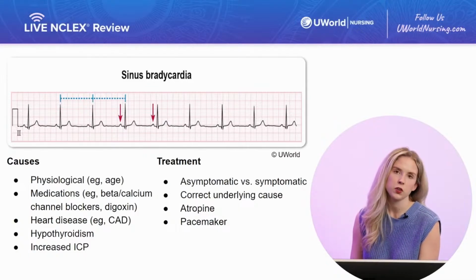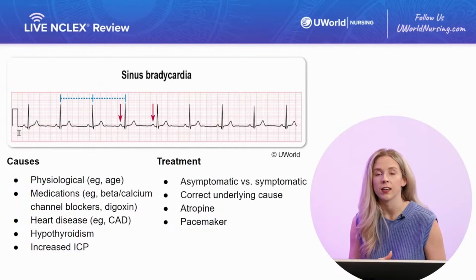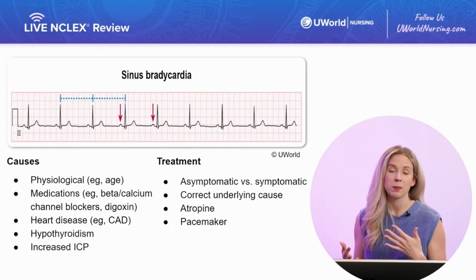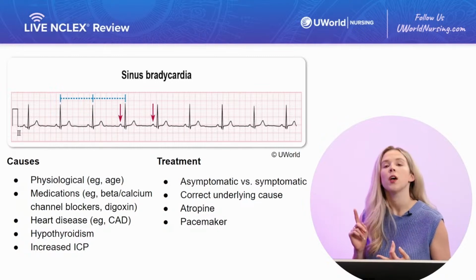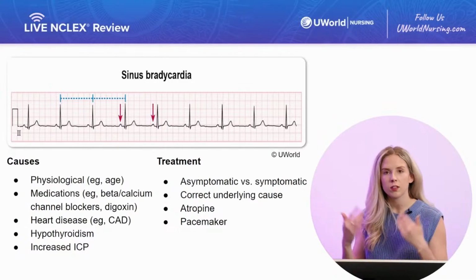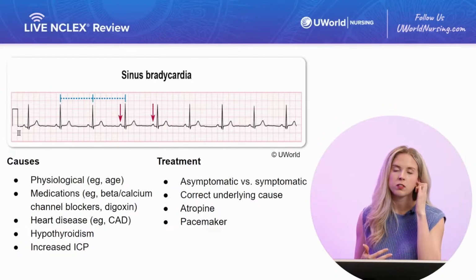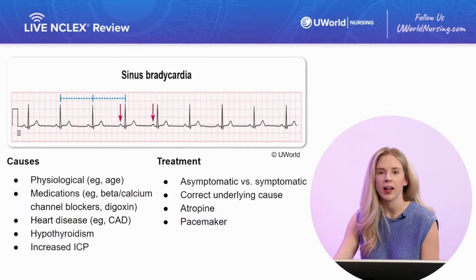But examples of this treatment will include making sure we identify and treat the underlying cause. In a lot of cases, this may be holding a certain medication. We talked about how calcium channel blockers, beta blockers, and digoxin all slow the heart rate. They can slow it down below therapeutic levels. In this case, we would want to hold the medication and not give it to the client.